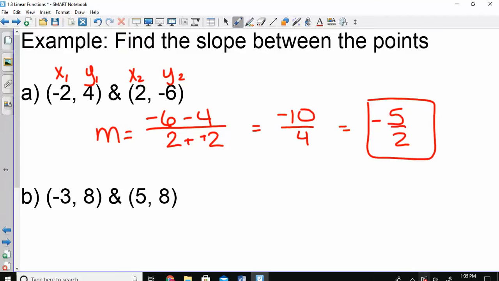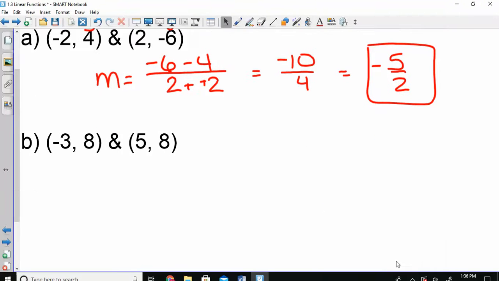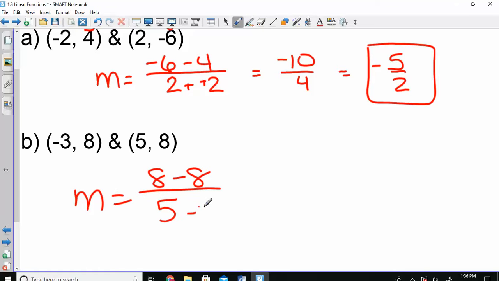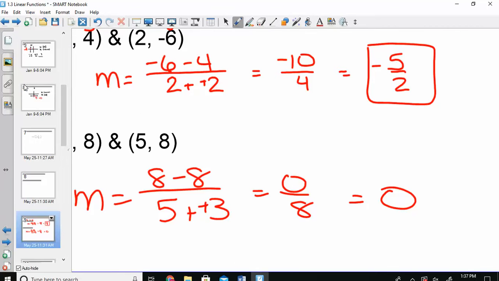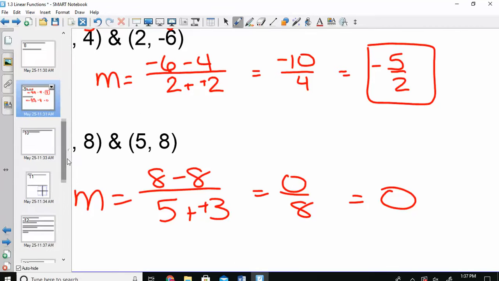Why don't you guys do the second one? Find that slope for me. All right, so 8 minus 8 over 5 minus negative 3. So we get 0 over 8, which is the slope of 0. What kind of line is that, by the way? Horizontal. Horizontal, very good. Okay, we okay with finding the slope from 2 points?